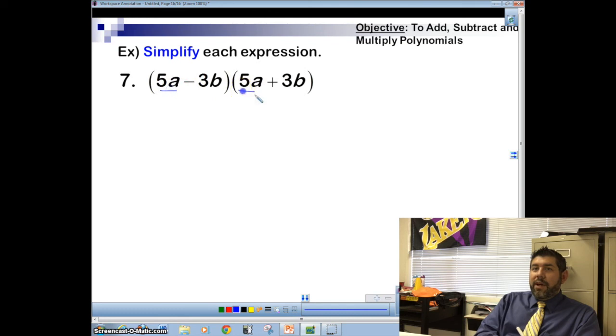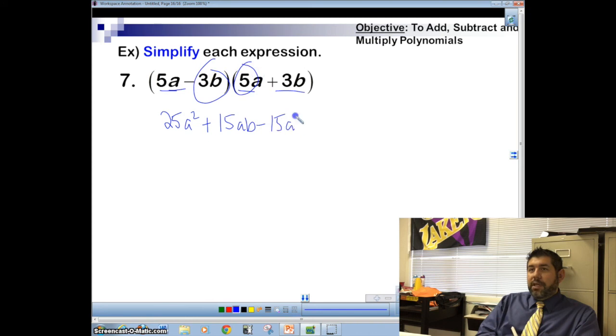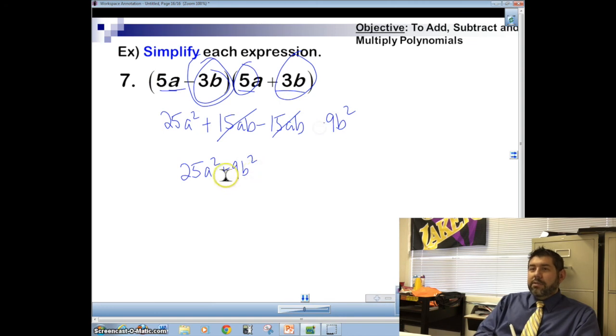Okay, FOIL method. 5a times 5a is 25a squared. 5a times 3b is positive 15ab. This one times this one is negative 15ab. And this one times this one is positive 9b squared. Ooh, look at those guys. Those guys go away. So we got 25a squared plus 9b squared. Oh, no, it's not plus. That's minus. Minus 9b squared. Minus, because a negative times a positive is a negative. Okay. This is called a difference of squares, by the way. We'll look at that in another video for special cases.